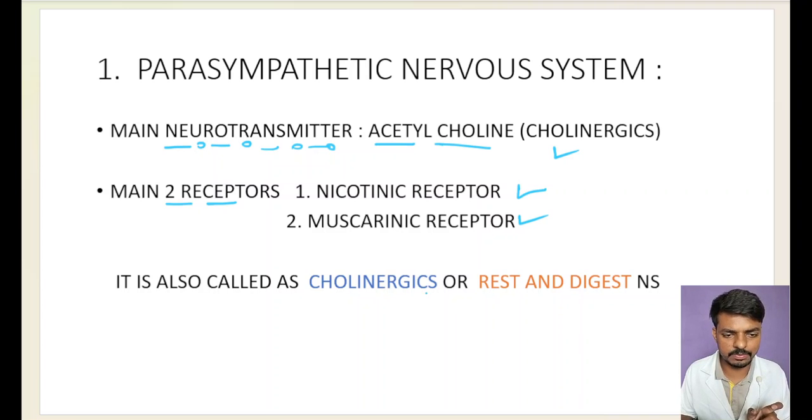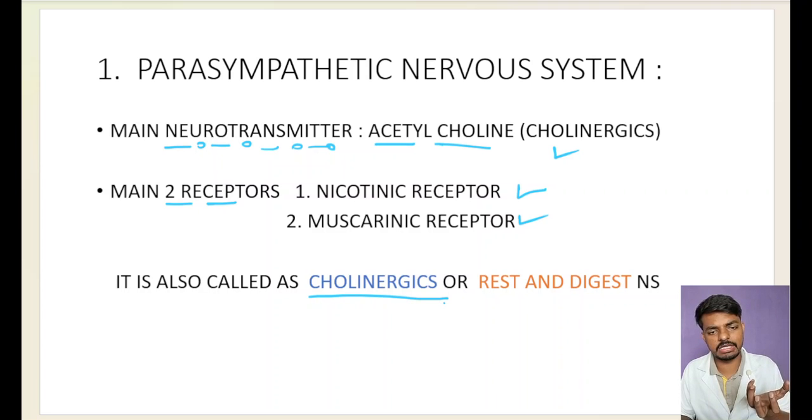This parasympathetic nervous system is also called the cholinergic nervous system, because here the acetylcholine is increasing. So we call the parasympathetic nervous system the cholinergic nervous system. It is also called the rest and digest nervous system, because the parasympathetic nervous system is active when the body is in rest and digest mode. Very important point.